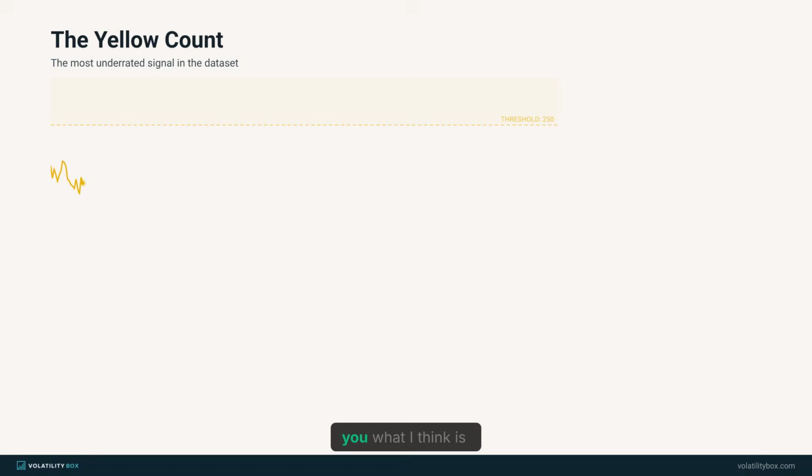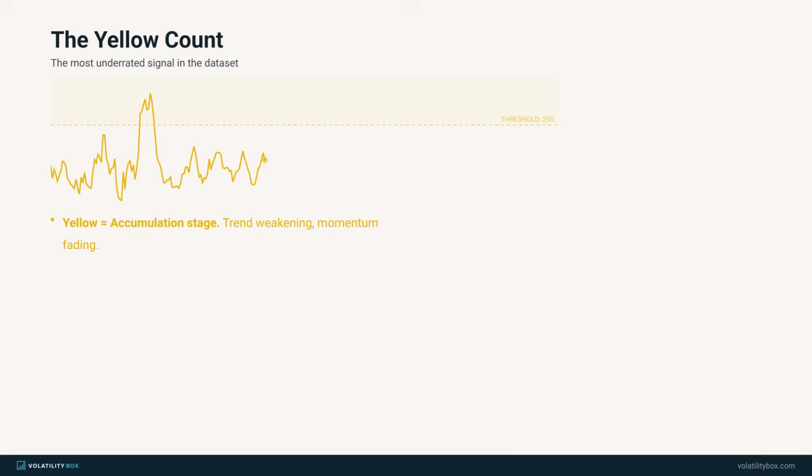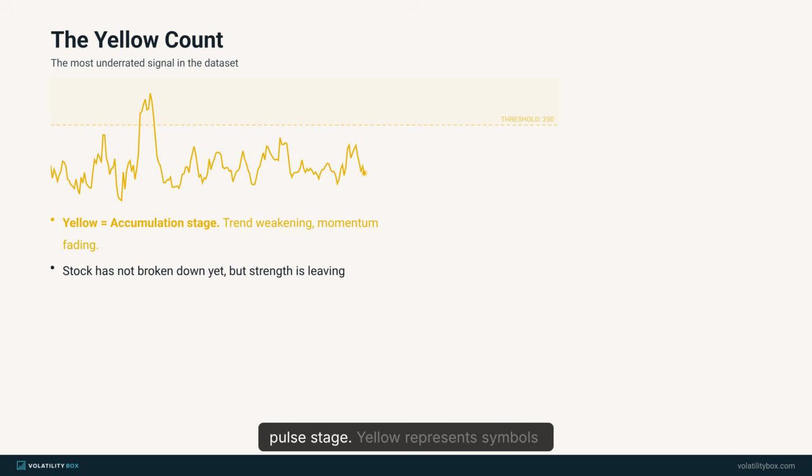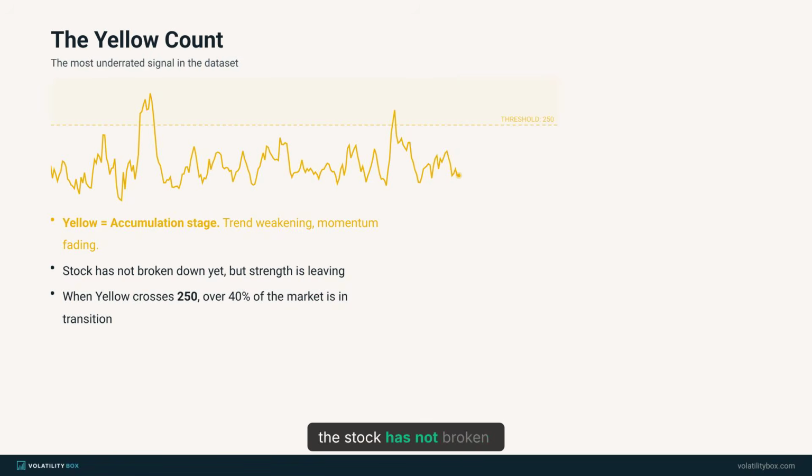Now I want to show you what I think is the most underrated signal in this entire data set. And it's not the number of stocks in the red count in deceleration, but rather the number I think you want to focus on is the number of stocks in this yellow market pulse stage. That's the accumulation market pulse. Yellow represents symbols in transition. The trend is weakening, momentum is fading, and the stock has not broken down yet, but the strength is leaving.